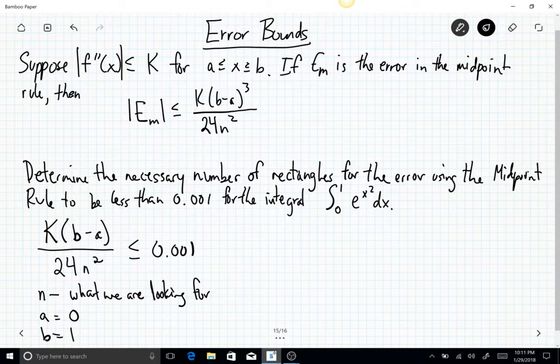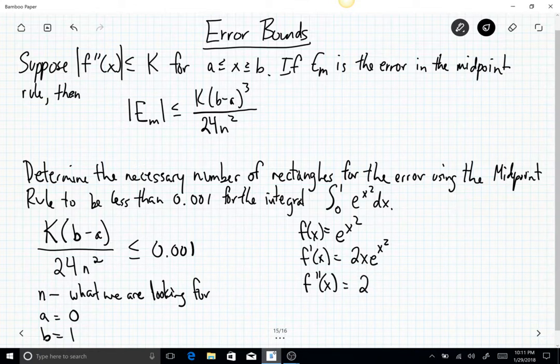What we need to do is take f of x equal to e to the x squared. So that means f prime of x equals 2x e to the x squared. And now here's the tricky part for a lot of people. For f double prime, you need to use the product rule. So when you use the product rule, you get 2 times e to the x squared plus 2x times the derivative of e to the x squared, which we know is 2x e to the x squared.